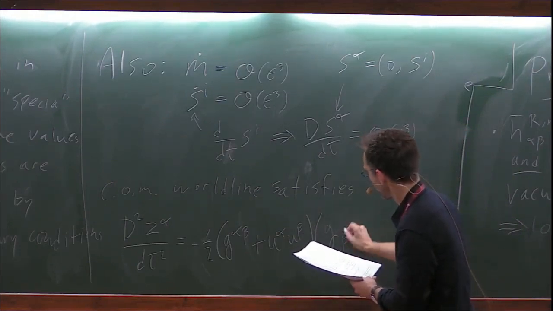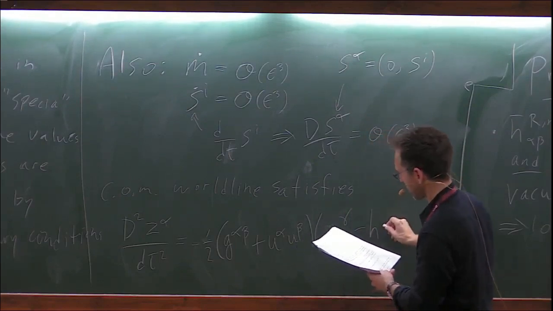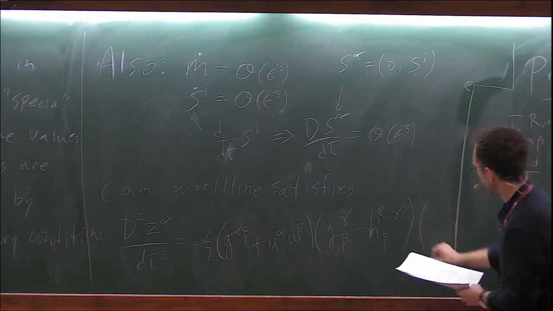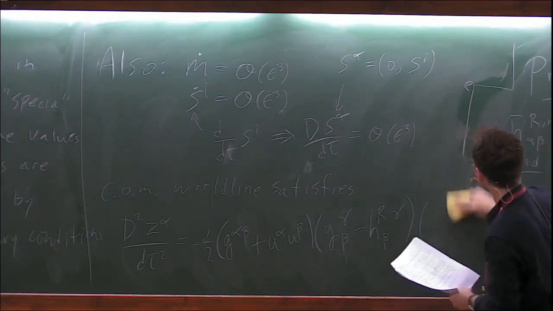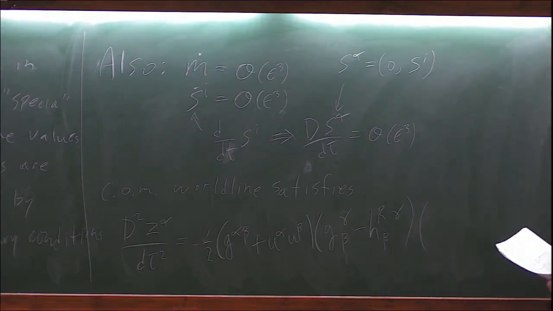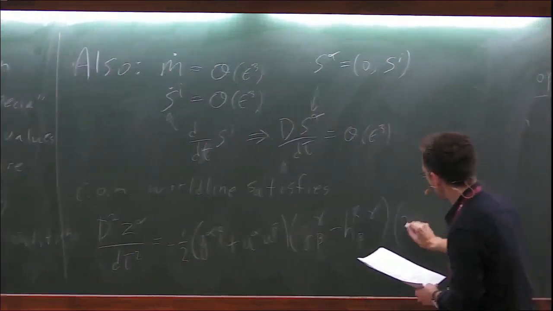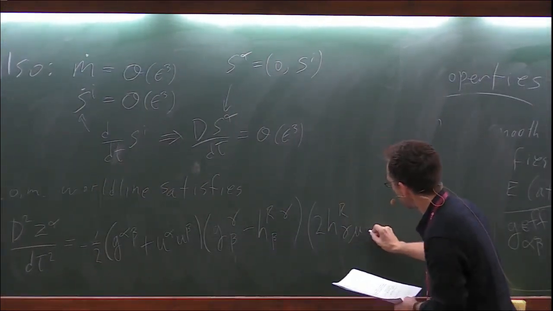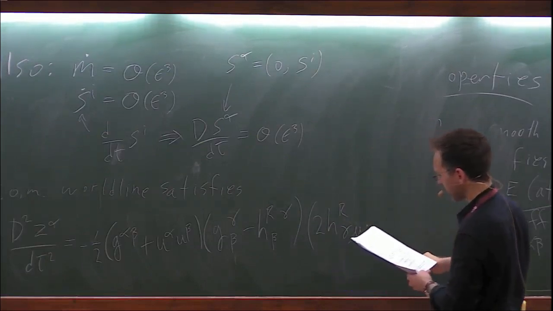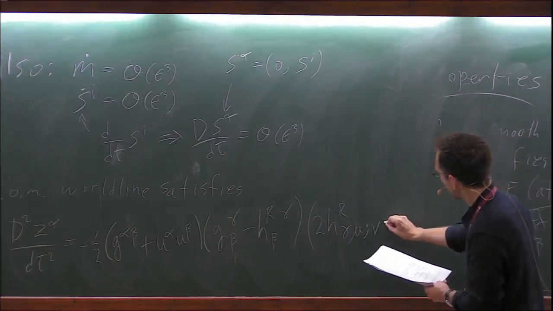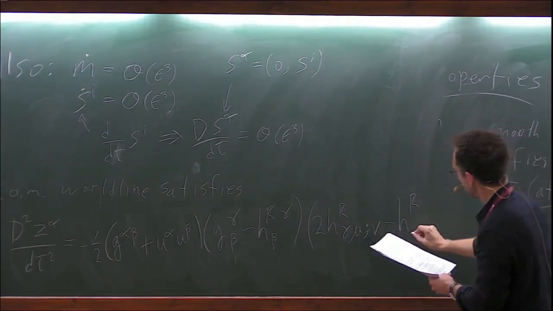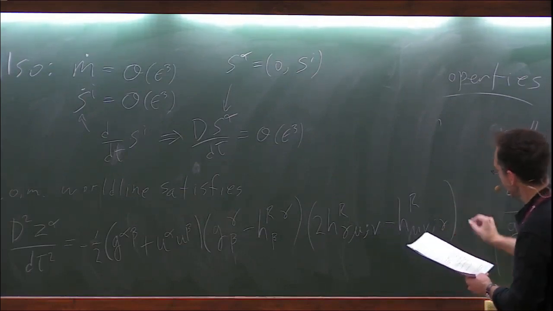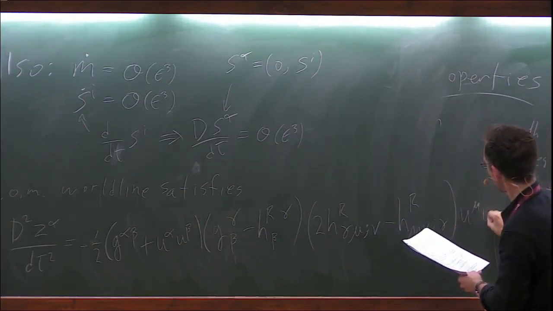times (g beta gamma minus h r beta gamma) times (two h r gamma mu semicolon, so covariant derivative mu, minus h r mu nu gamma) u mu u nu.